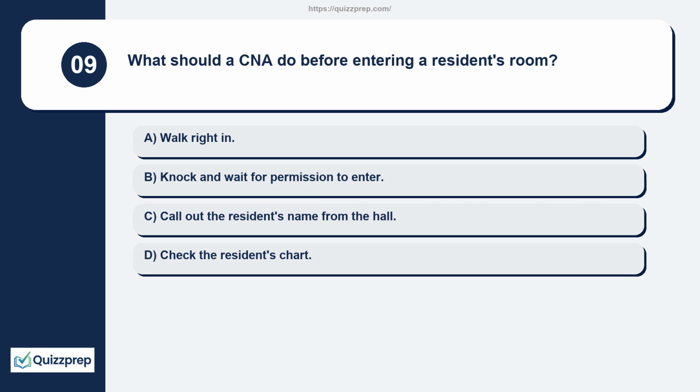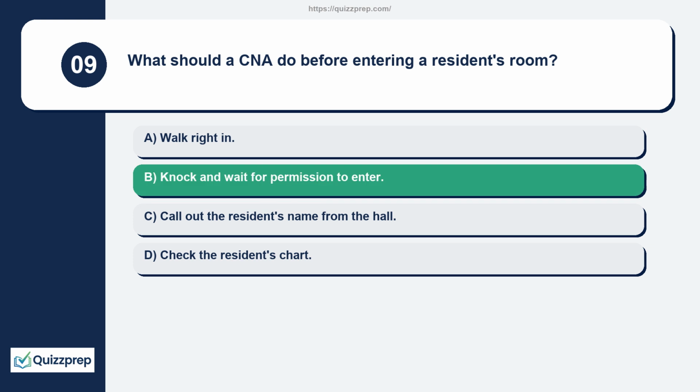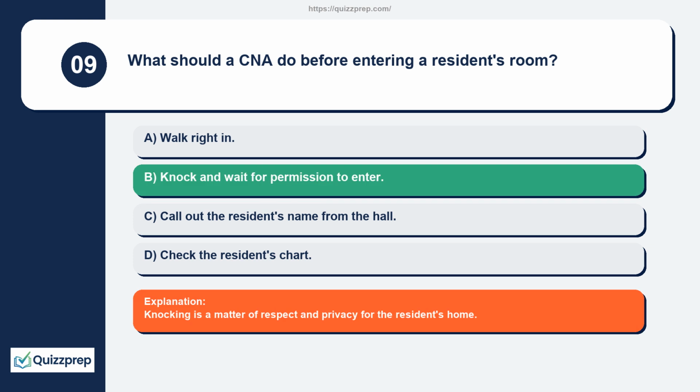Question 9. What should a CNA do before entering a resident's room? Walk right in, knock and wait for permission to enter. Call out the resident's name from the hall. Check the resident's chart. Knocking is a matter of respect and privacy for the resident's home.